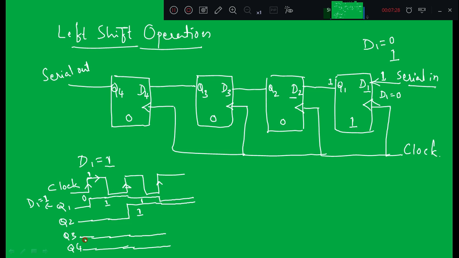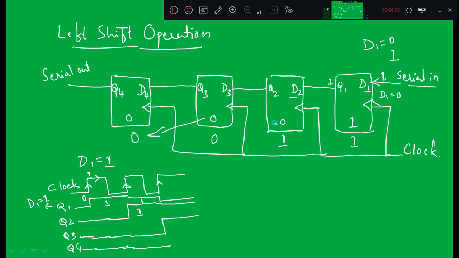And what about q3? Since q2 is connected to d3, and what was the previous value of q2? It was 1, and that 1 is connected to d3, meaning q3 will become 1 when the third control input comes. So what is the data here? Initially it was 1000 when the first control input is applied. When the second control is applied, here I kept d1 equal to 1. So this 1 will be shifted towards left, and this 0 will shift towards left, and this 0 will shift towards left.